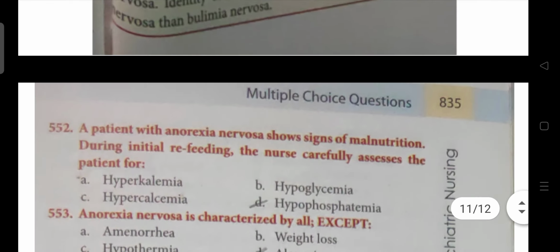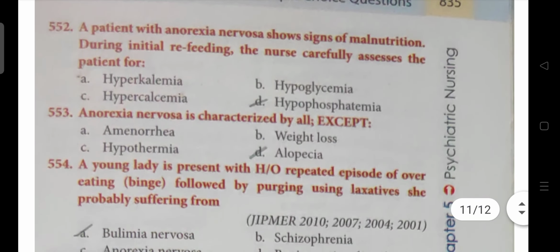Next, a patient with anorexia nervosa shows signs of malnutrition during initial refeeding. The nurse carefully assesses the patient for option D হবে. Next, anorexia nervosa is characterized by all except option D alopecia.